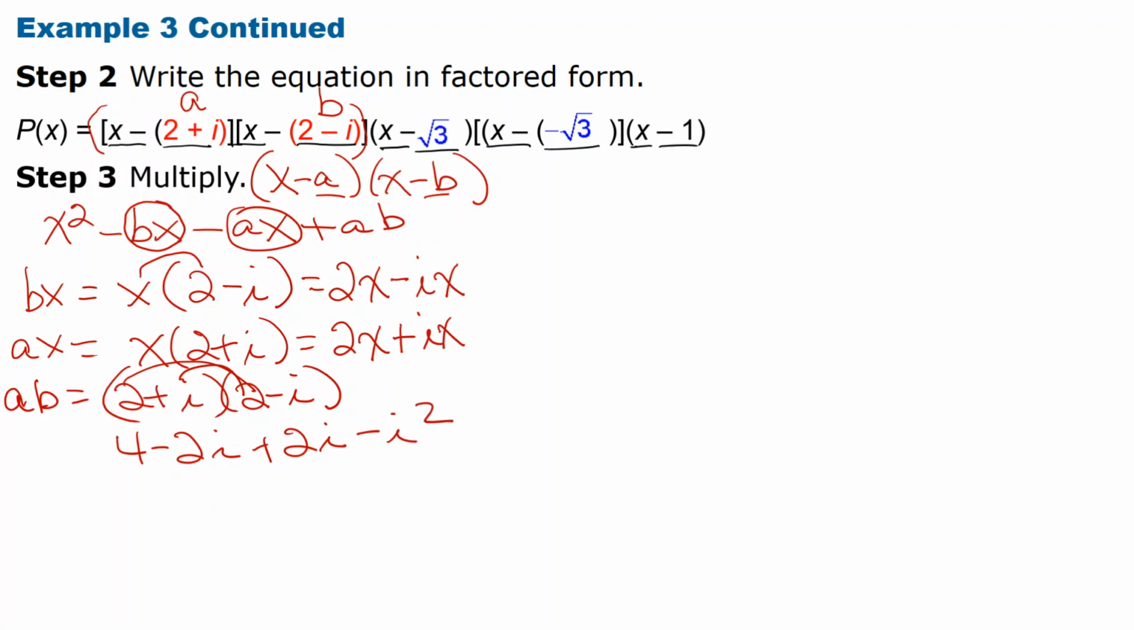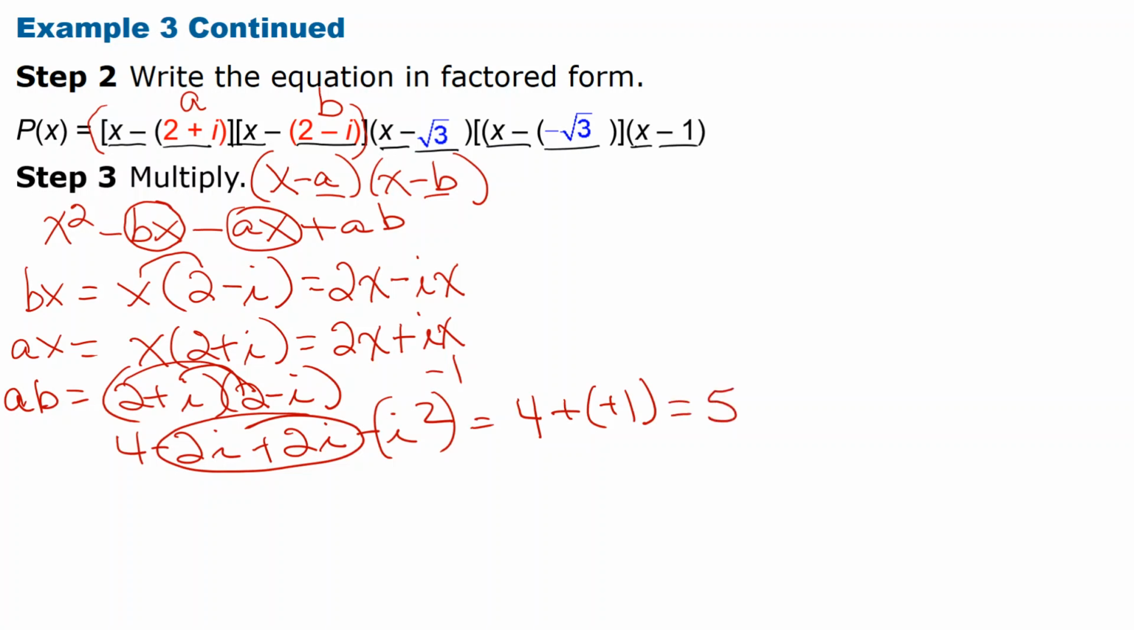All right? And so now that we know that, we can see that that is going to equal 4 minus 2i plus 2i is 0. And notice that we have i squared. Remember, i squared is equal to negative 1. So 4 minus a negative 1, so that's plus a positive, so that's going to equal 5.